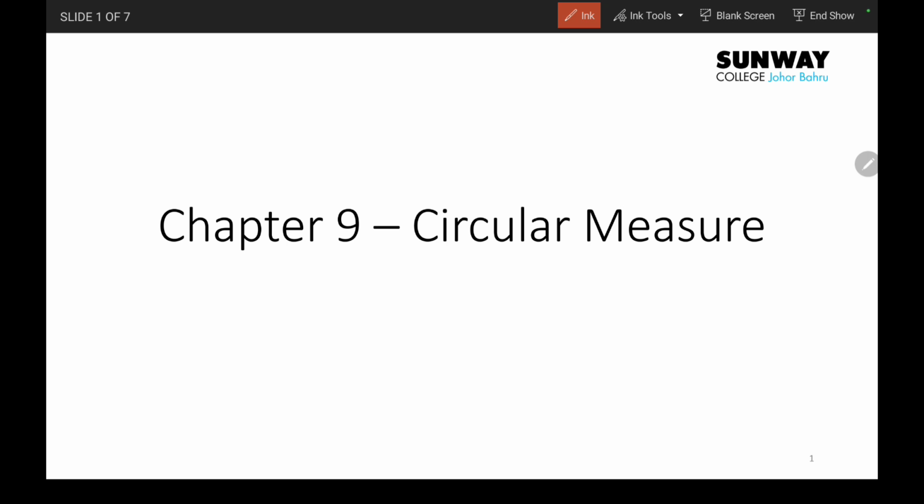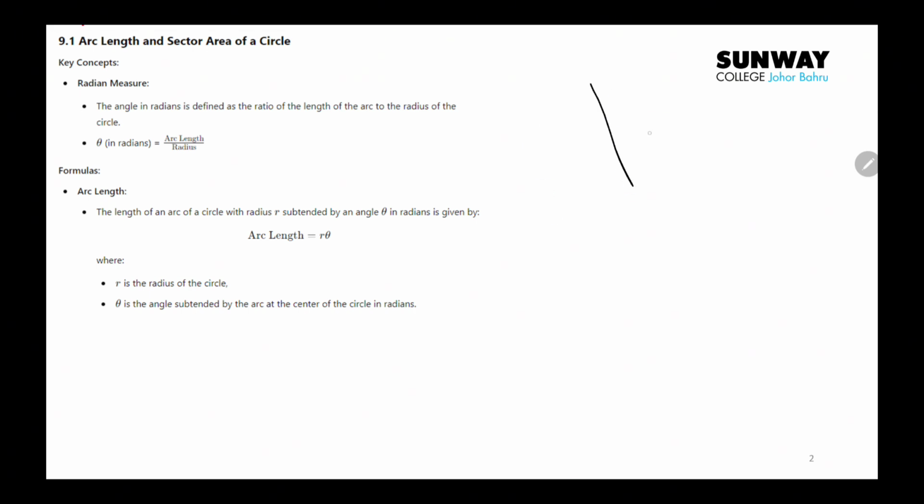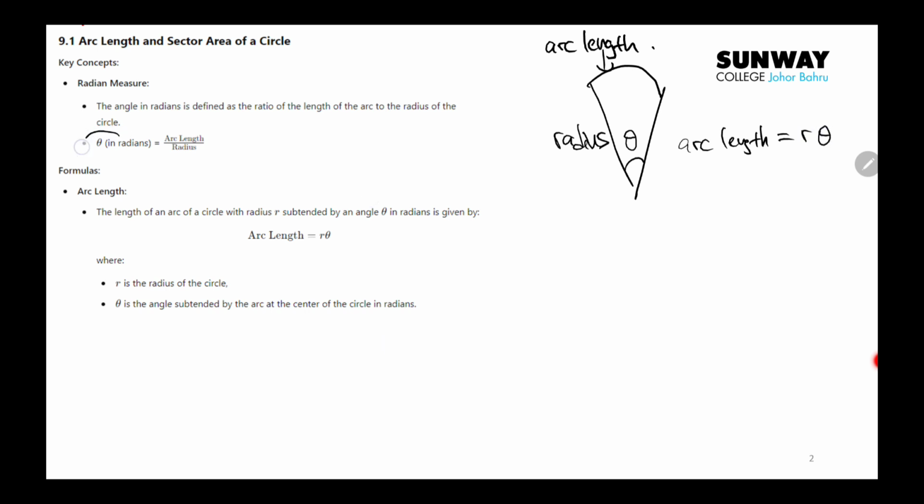In this chapter, we talked about circular measure. We have to understand what is arc length and sector area of a circle. This is a sector, this is the radius, this is the angle formed, and this is what we call the arc length. So the formula can be used. Arc length equals r multiplied by theta, as you can see presented over here.